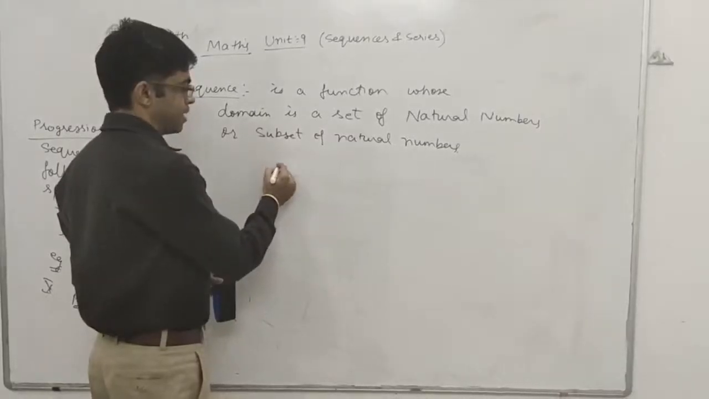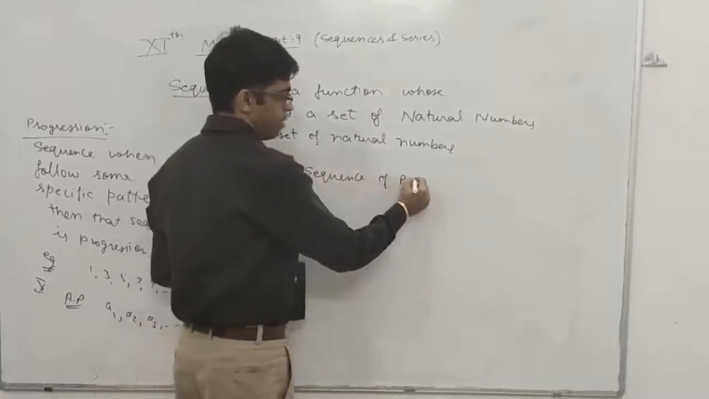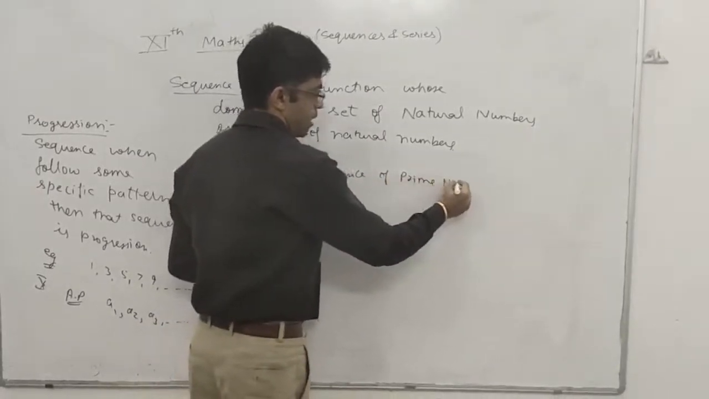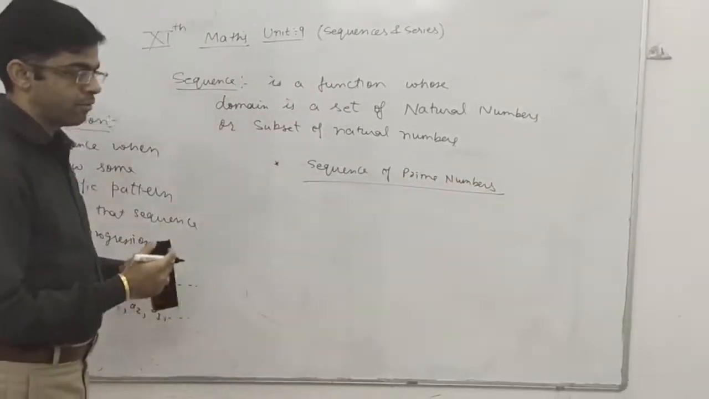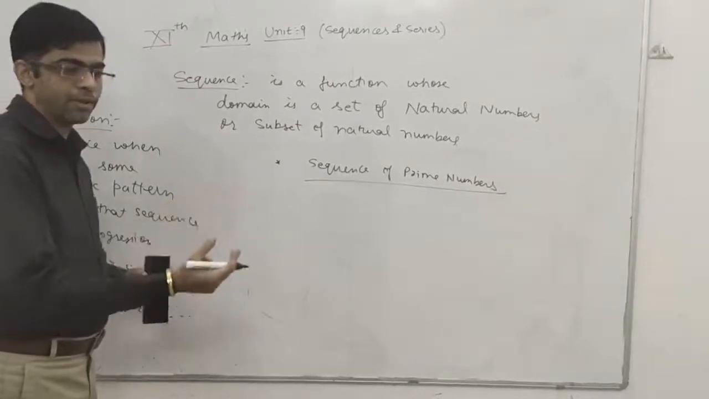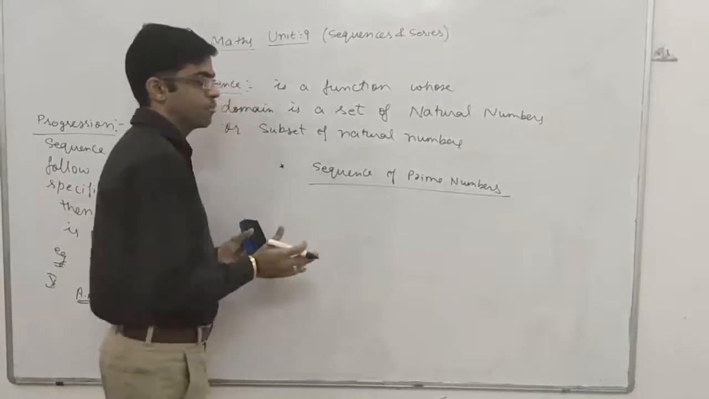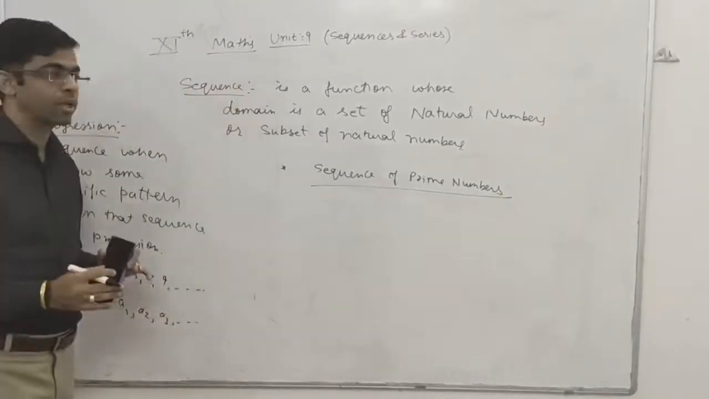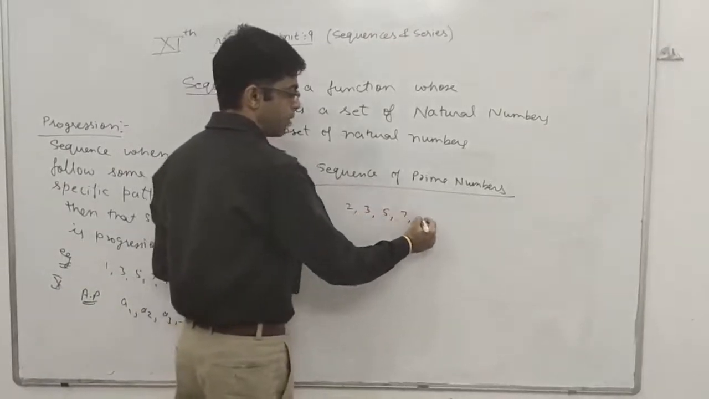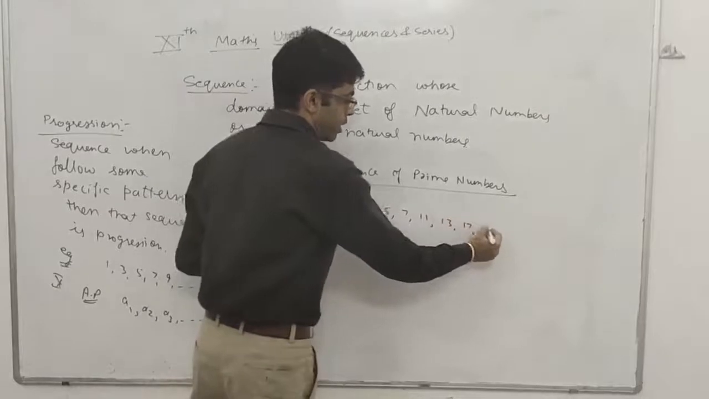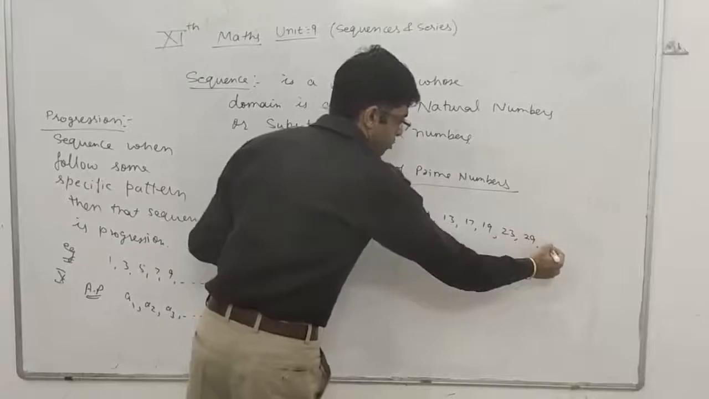Now see the exceptional case in this, the sequence of prime numbers. By listing the prime numbers, we cannot judge what will be its nth term, meaning the next term. So this is an exceptional case. Not all sequences form a progression. सारे के सारे sequence progression नहीं होते. For example, prime numbers 2, 3, 5, 7, 11, 13, 17, 19, and 23, 29, and so on.